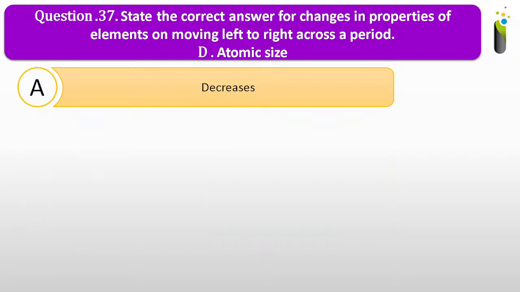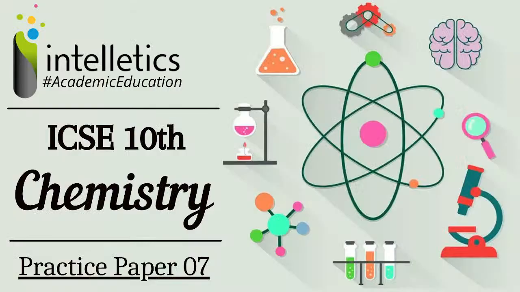So the atomic size decreases while you move from left to right across a period. Okay. So friends, we have completed the 7th session, the practice paper solving session in chemistry, 10th standard ICSE chemistry.